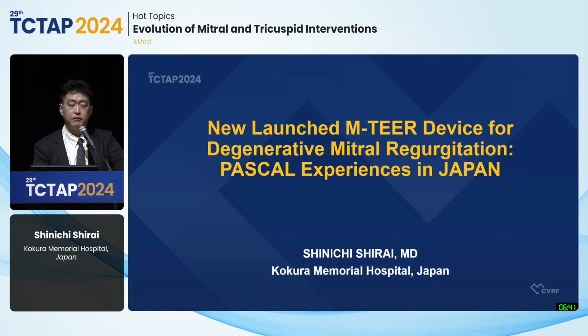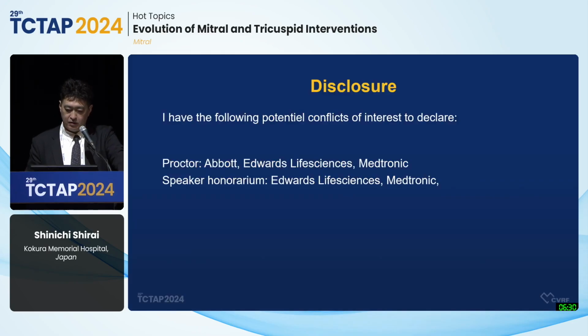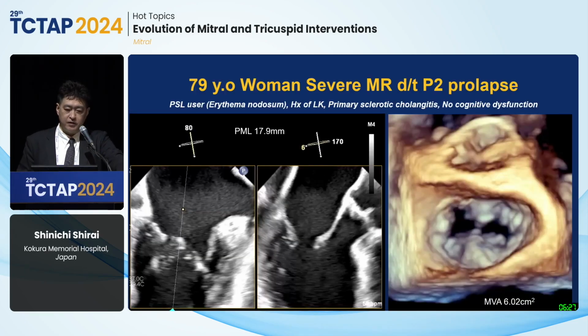Good morning, everybody. Shunsuke already presented the PASCAL device, and I will present a little more detailed procedure of the PASCAL device. This is my disclosures. This patient is a 79-year-old woman with severe MR due to P2 prolapse. She is a steroid user with a history of lung cancer operation and primary sclerosing cholangitis, and no cognitive dysfunction. So we chose M-TEER using the PASCAL.